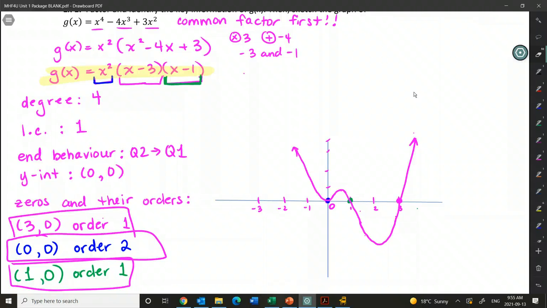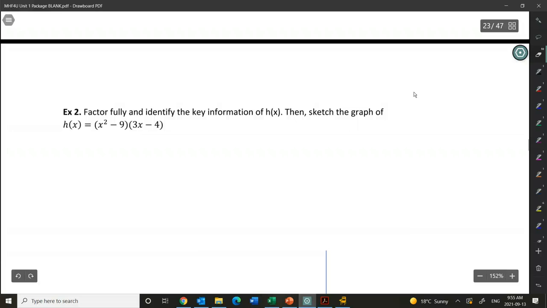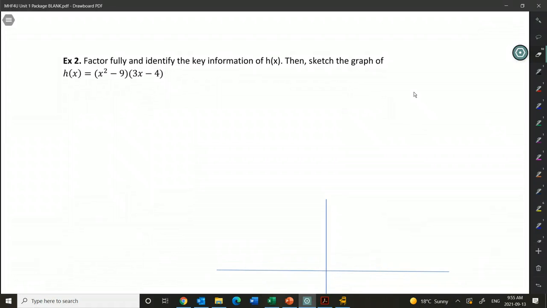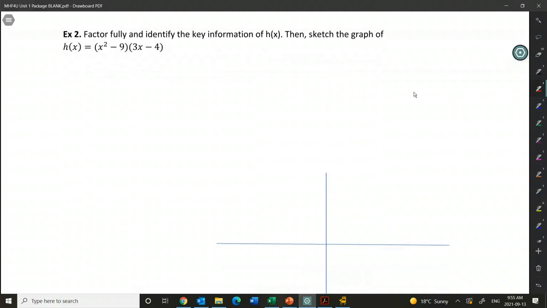Okay, I think we have time to get going on the next one here. The next one is partially already factored for us. It says factor fully, we're going to identify key info, and then we will sketch. So there's not too much I can do with that. 3x minus 4, it's a binomial.